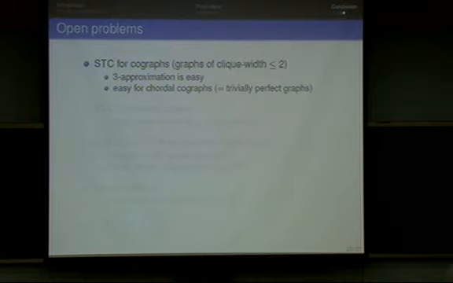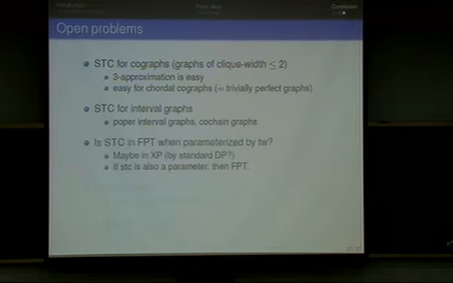I think it would be in P, in my opinion, but I'm not quite sure. Next one, for interval graphs, we don't know the complexity. Even for proper interval graphs or cochain graphs, we don't know. Also, the problem can be solved in XP time, I think, for bounded treewidth graphs, but it is not known whether the problem can be solved in FPT time when parameterized by treewidth.